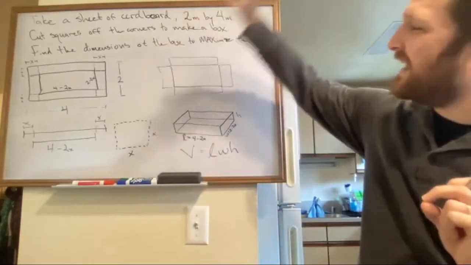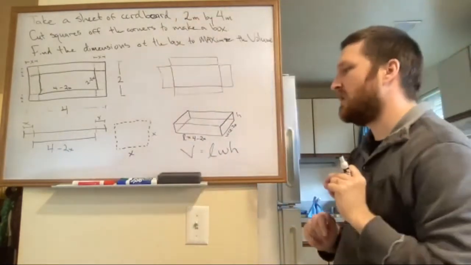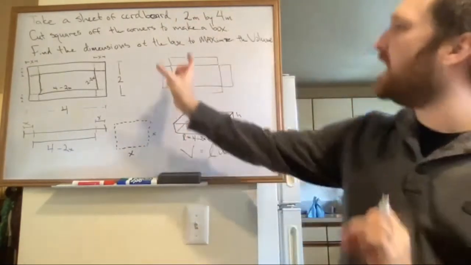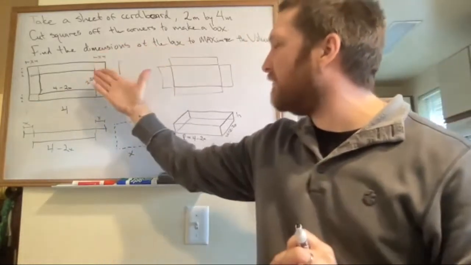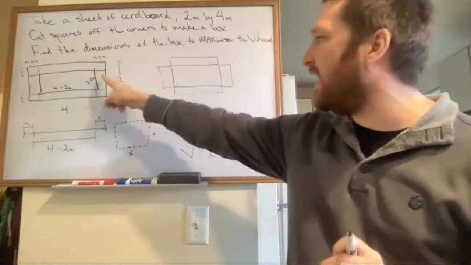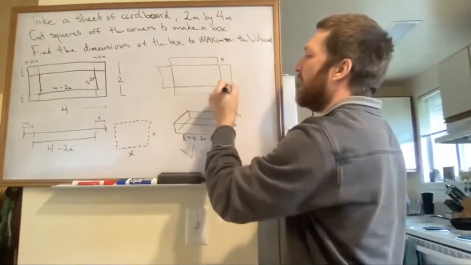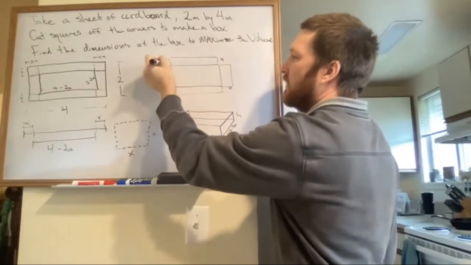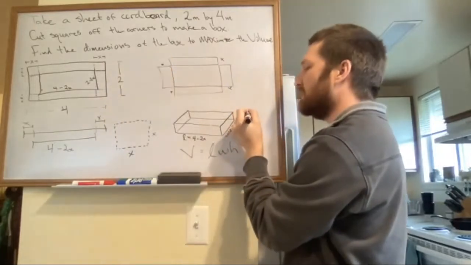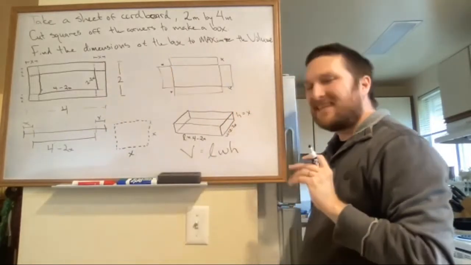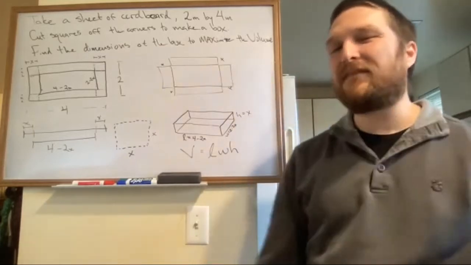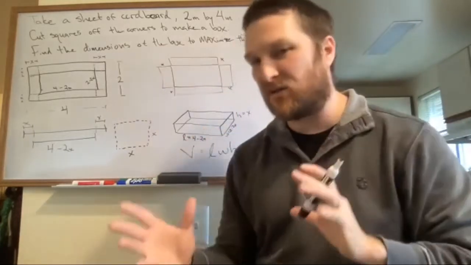Finally, what is the height of that box? Just x. It's just x, because however much we cut off, that is how high those flaps are going to be. Each one of those flaps is x units long right there. And so the height must be x. So in this case, we didn't really have a constraint equation.